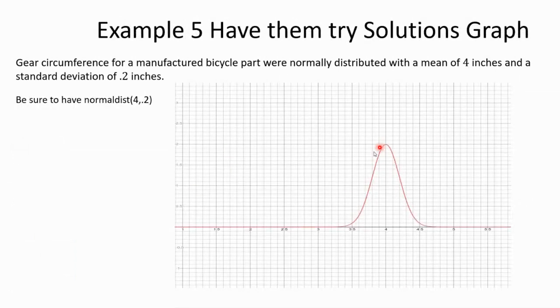So for the graph, this is actually the graph I got. For normal distribution, again, in Desmos, you have normal dist. Then the first number is the mean. The second number is the standard deviation. So this is what we have. Okay. Good stuff.